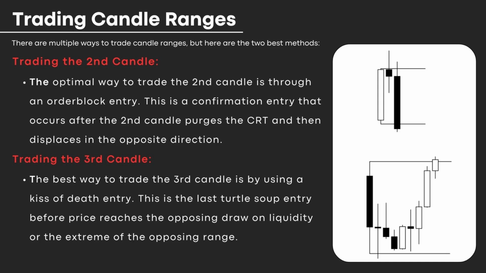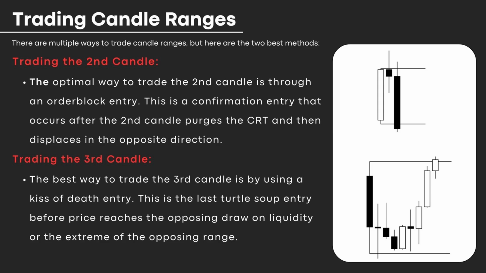This is the most refined and objective way to trade the second candle, right? This is a confirmation entry that forms after the second candle punches the CRT and then displaces in the opposite direction. This sort of entry has a confirmatory aspect to it. That's why it's more refined and better than a turtle soup entry. Once an order block is formed after the purge, you would take an entry there and then price would distribute to the opposing end of the CRT.